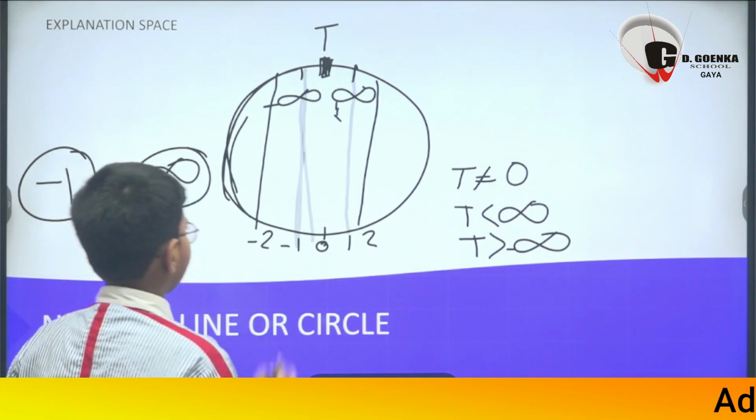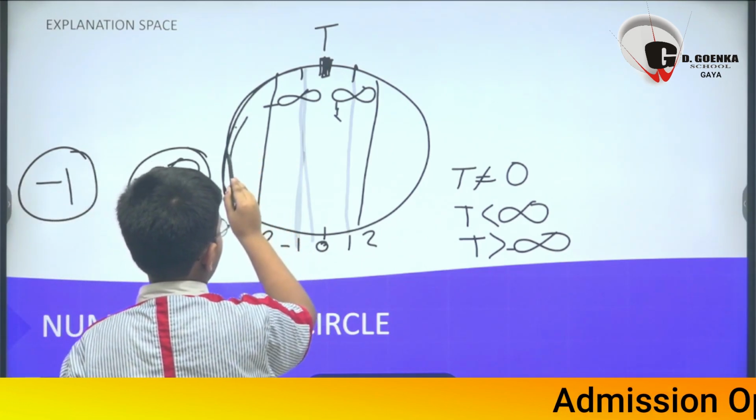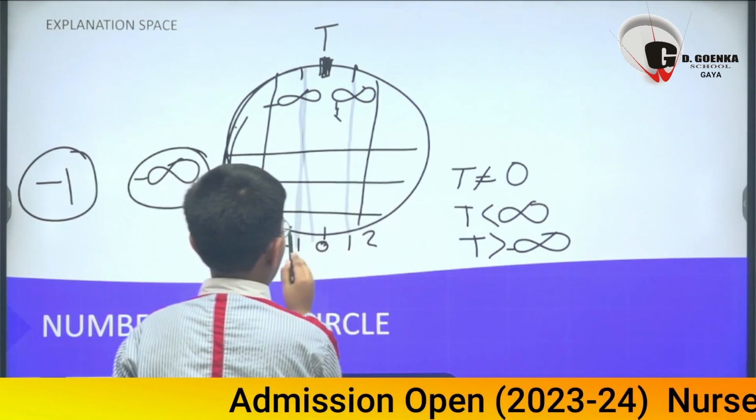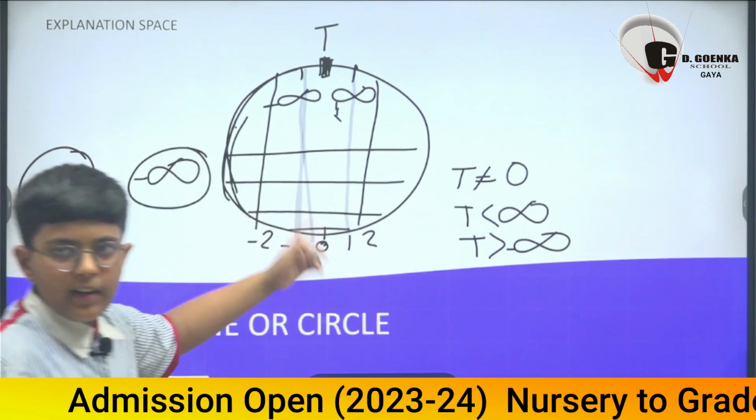Now there are horizontal lines like this. The size of the horizontal line becomes smaller as we go down.